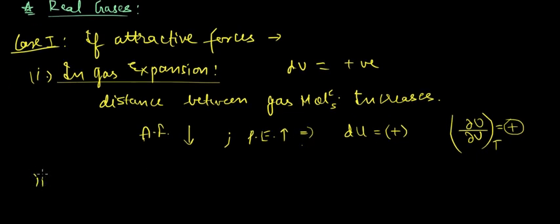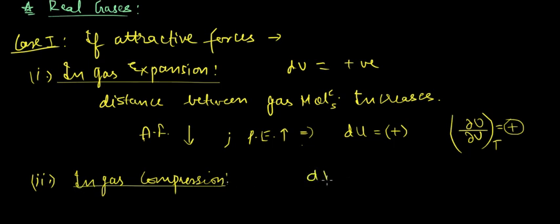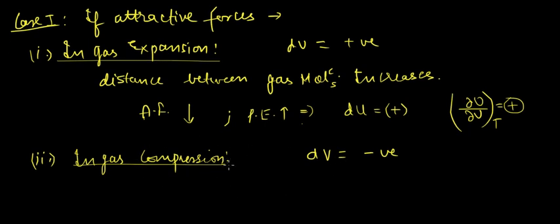Similarly, if we see the case of gas compression, dV would be negative as the gas is getting compressed, and as it is getting compressed, attractive forces would increase more, because gas molecules are again coming closer and nearer to each other. As a result, the potential energy of the gas molecules will decrease, so dU would also be negative.